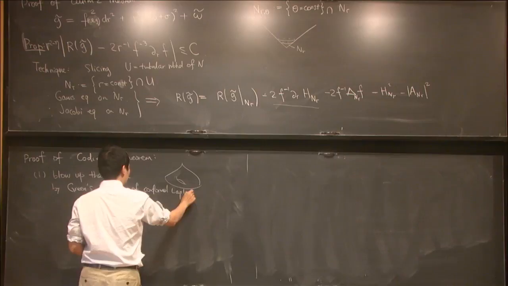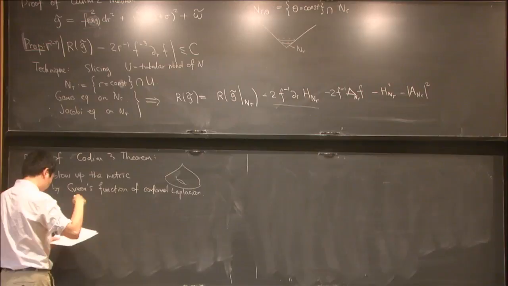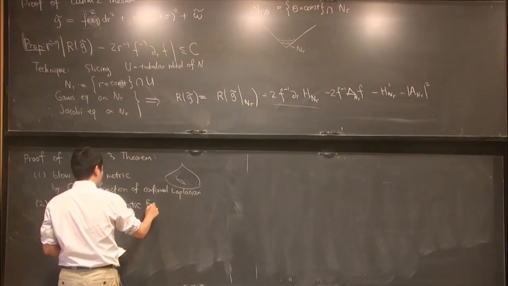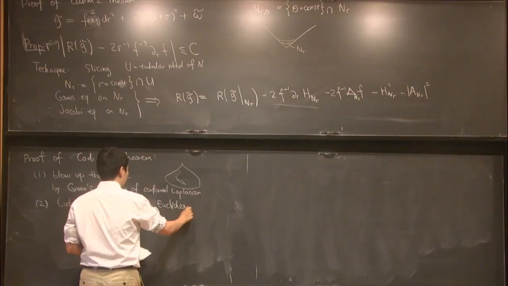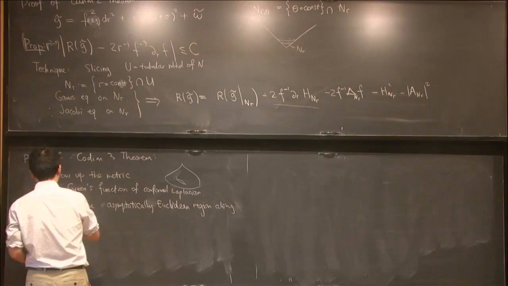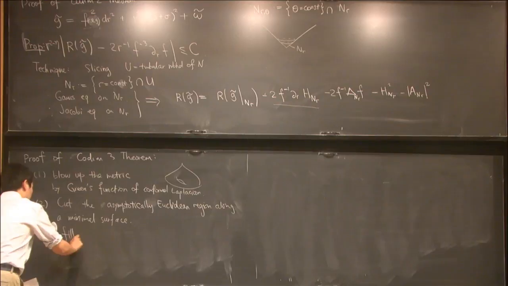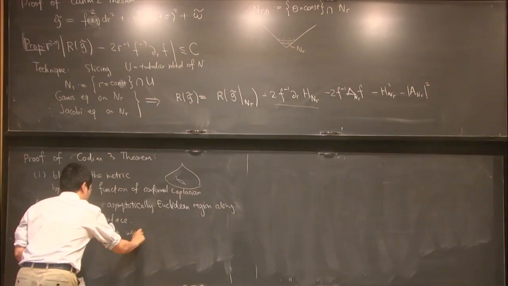And second, we cut out a large asymptotically Euclidean region along a minimal surface. And third, we fill in the hole with positive scalar curvature metric.